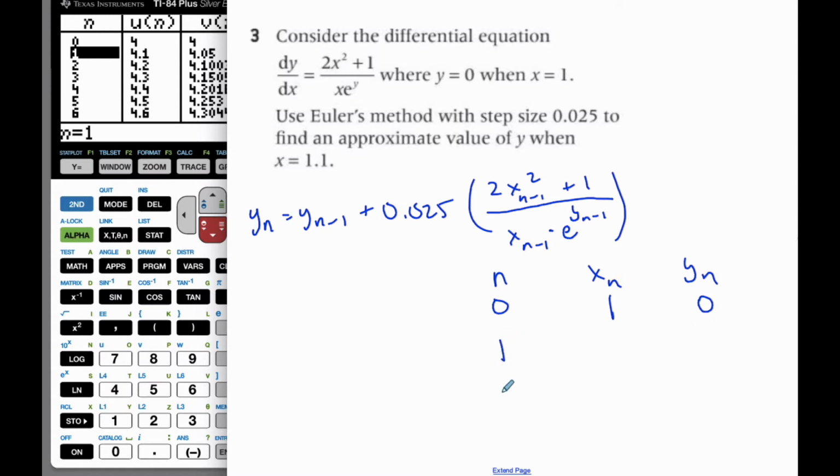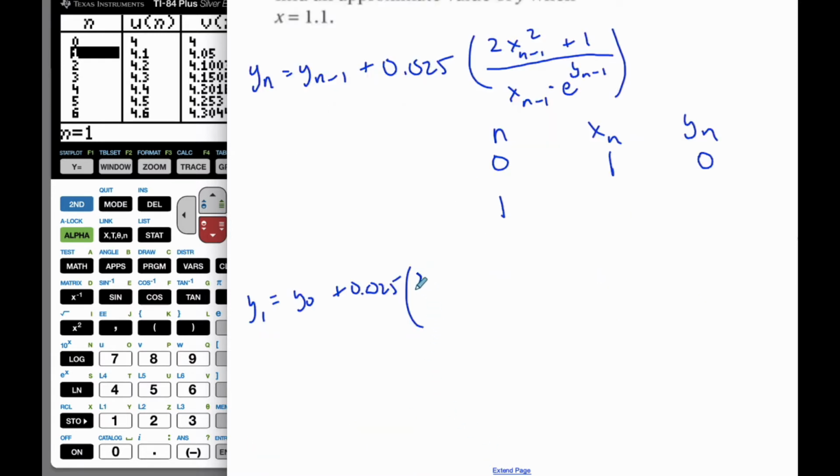So now when I go to my first one of my table, I know it's going to be y sub 1 is going to equal y sub 0 plus 0.025, which is the h value of the step, times the 2x sub 0 squared plus 1 over x sub 0 times e to the y sub 0. And so now if I replace these values, y sub 0 is just 0. So that's 0 and 0.